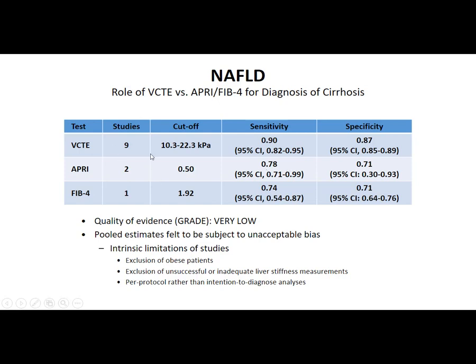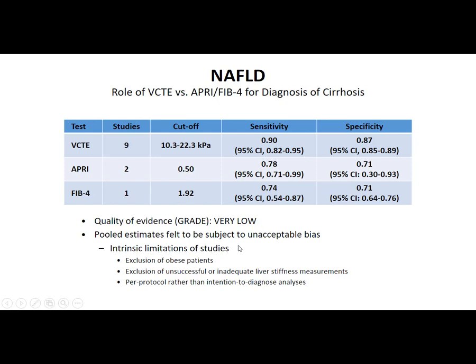Okay, so if we look at this chart here, VCTE, there were 9 studies. The cutoff for cirrhosis was between 10.3 and 22.3. The sensitivity about 0.9 and a specificity of 0.87. So actually, that's not bad. Much better than those scores for the APRI and the FIB4. Quality of the evidence, though, is kind of low.